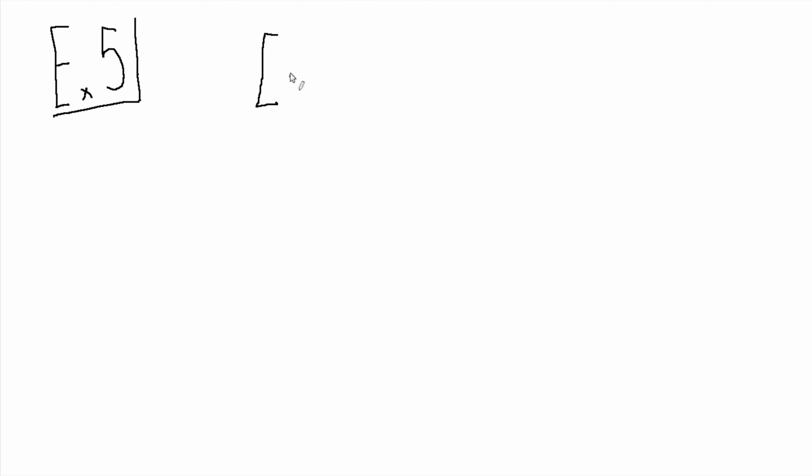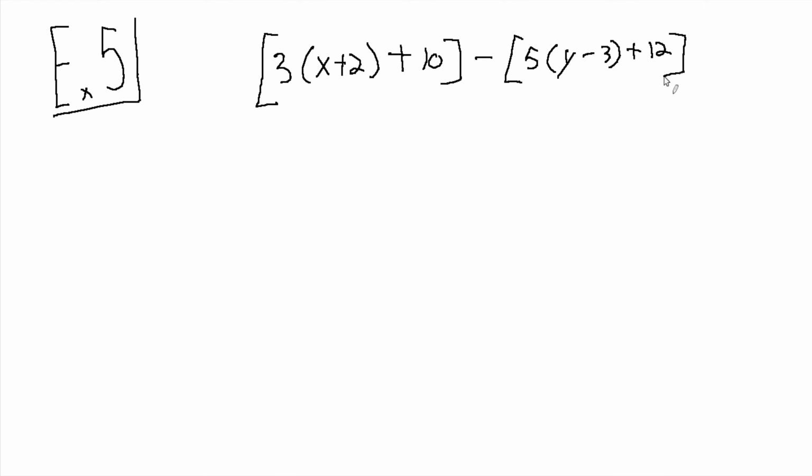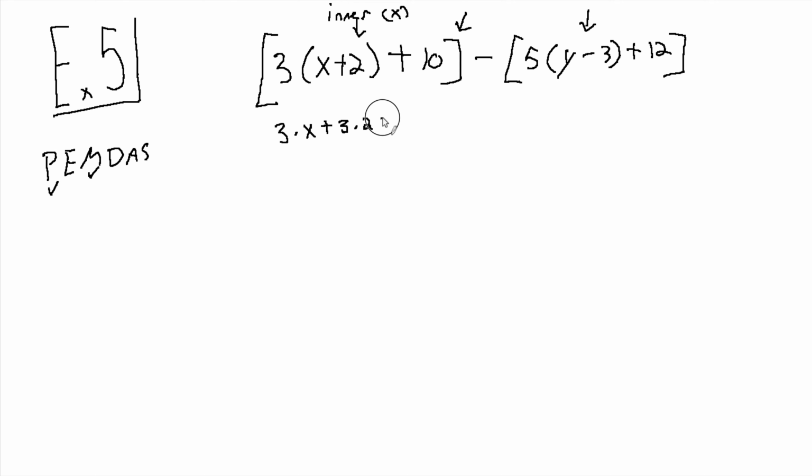Example number 5. Say we have 3 times x plus 2 plus 10 minus 5 times y minus 3 plus 12. Do the parentheses first. You can do one side or the other. Do the multiplication. Do the distribute. So the 3 is distributed to the x plus 2. So 3 times x plus 3 times 2 plus 10. Bring the 10 down. Go ahead and do the other side.